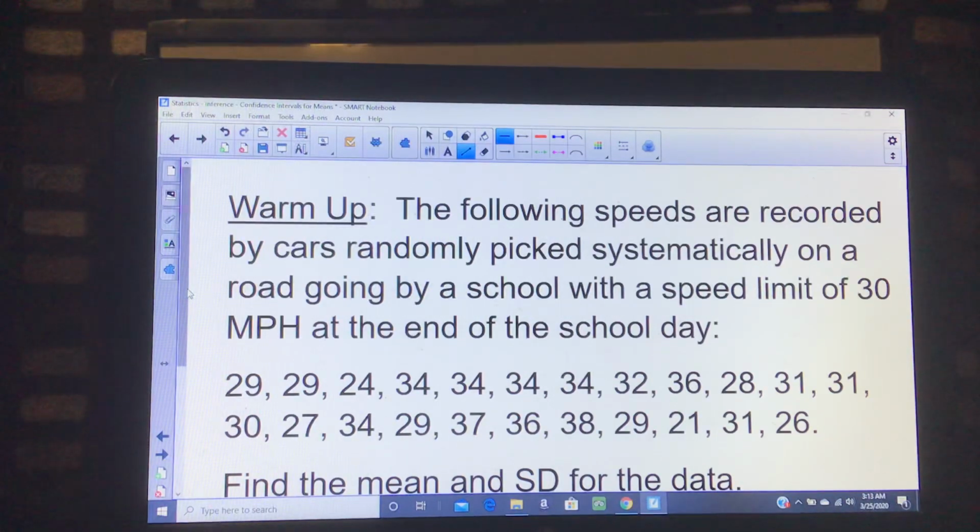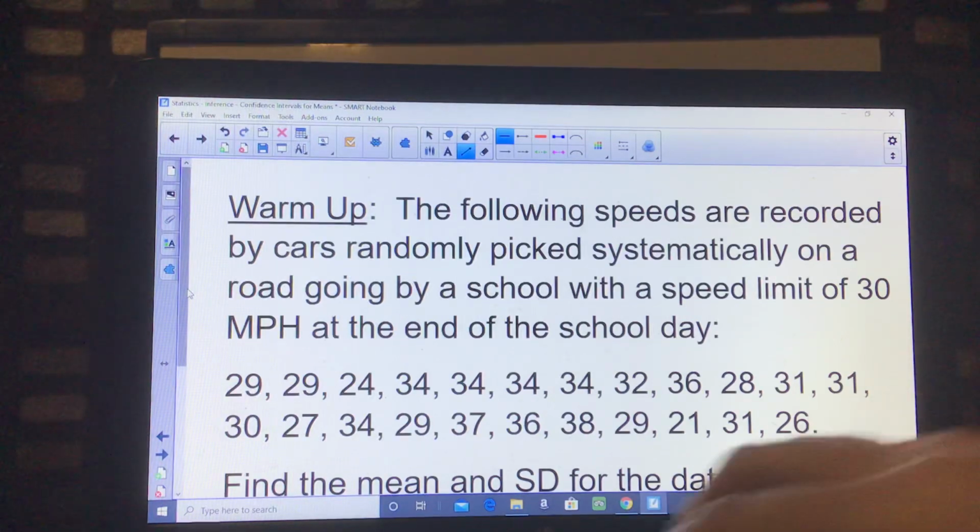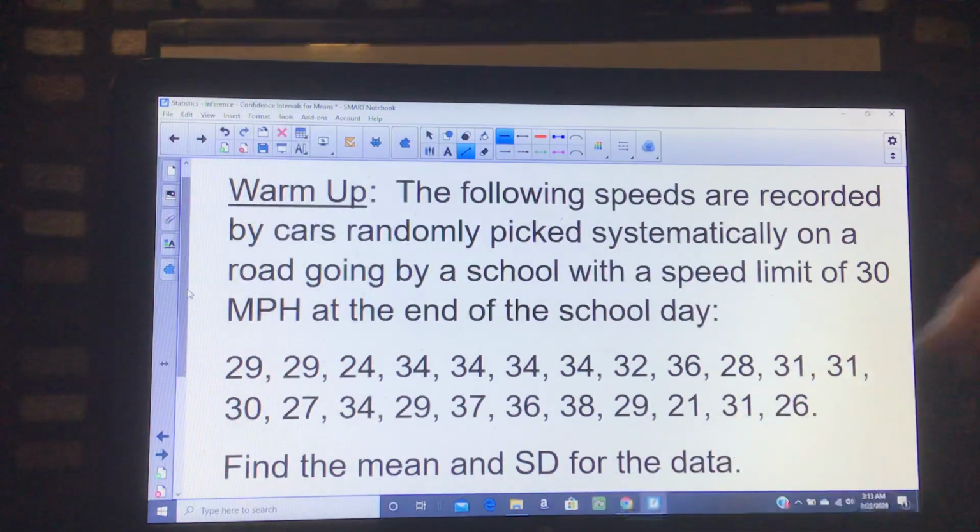So the speed limit's 30, but clearly not everyone's going to go 30. You'll get some people going a little slower, but then you'll get some people who are going faster. So they took a random sample of 23 of these cars, and this is what they found their speeds to be. So it asked to find the mean and standard deviation for the data.